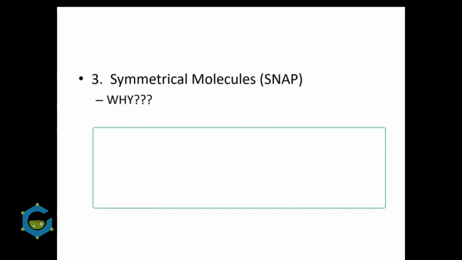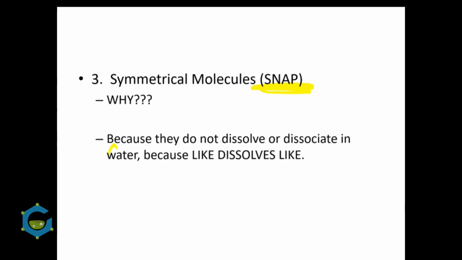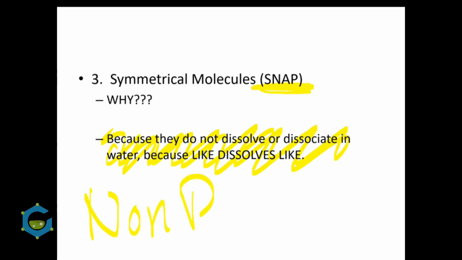And then symmetrical molecules are not electrolytes, and that's using the SNAP rule. Why would symmetrical molecules not be electrolytes? Well, they don't dissolve or dissociate in water because like dissolves like, and that's because they are non-polar. Remember, anything that is non-polar will not dissolve in water because like dissolves like.